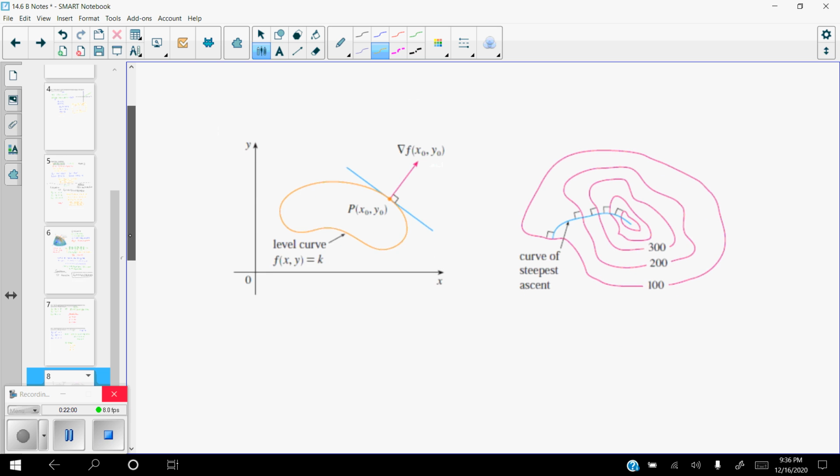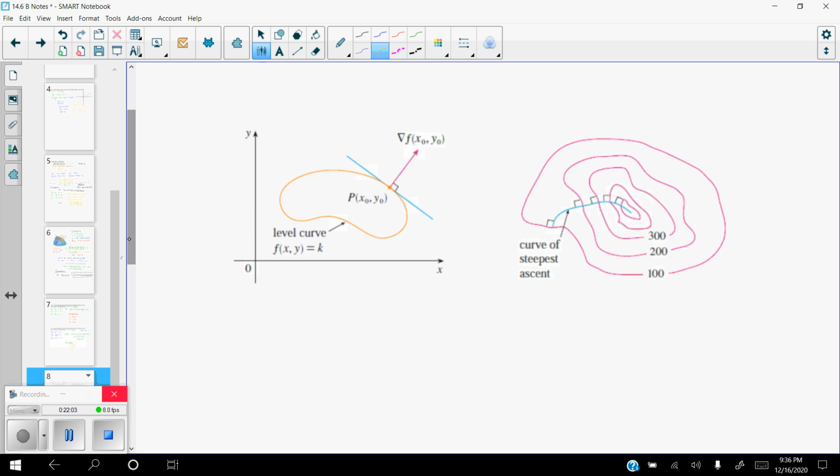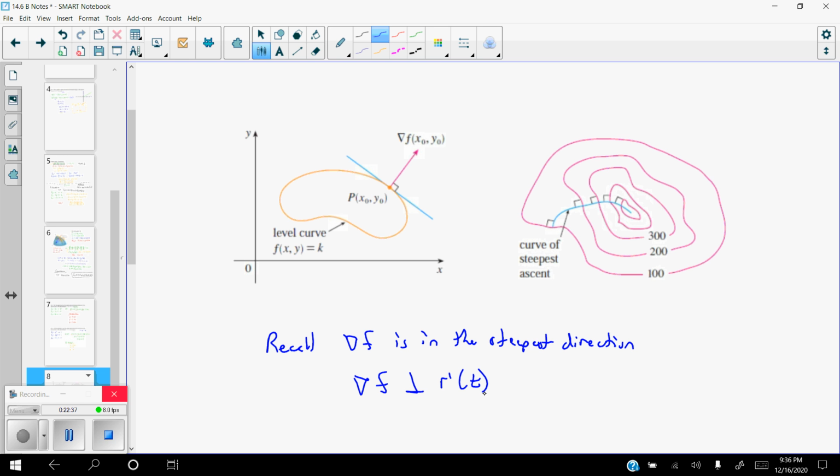All right, last concept here. Shouldn't take too long to go through. So recall that the gradient of f is in the steepest direction, because remember that the gradient tells you the maximum rate of change. So that, and also that the gradient of f is perpendicular to r prime of t.